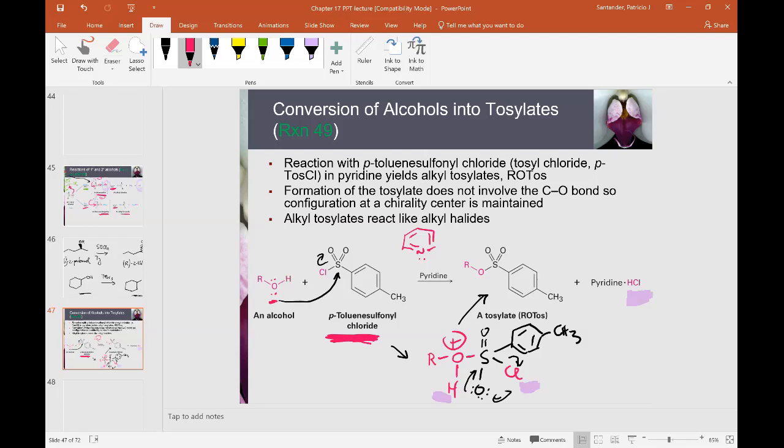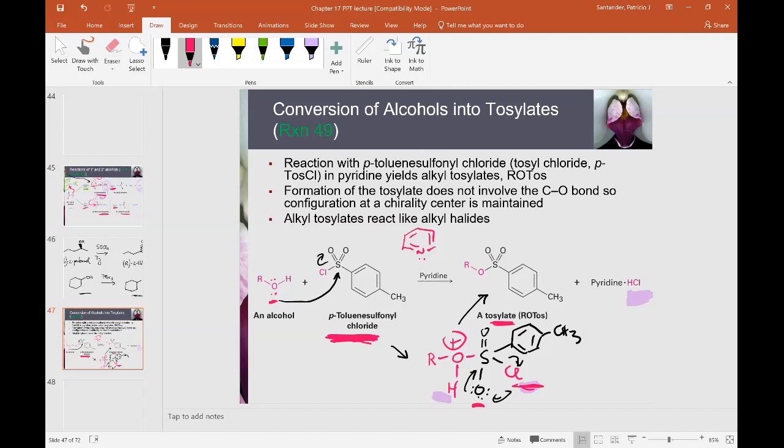Then you regenerate the sulfur-oxygen double bond, and you eliminate the chlorine, right? And then the final product that you obtain is the corresponding tosylate. Remember, tosylates are excellent leaving groups. So we will get to use that for some practical purposes.